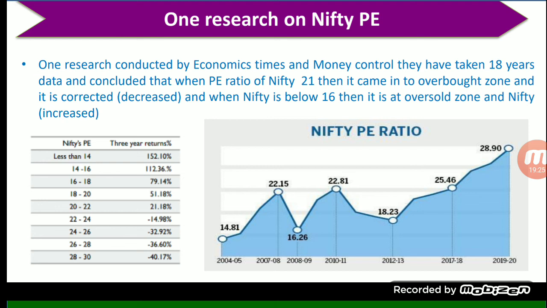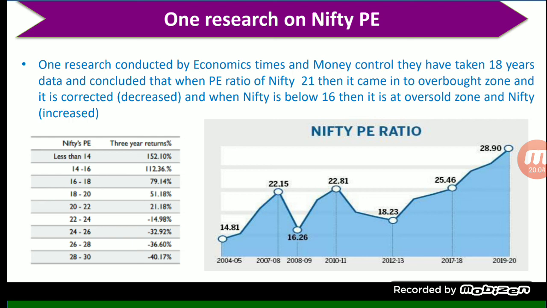We can see this graph is not exactly given by them, but I just found it, and we observed that the Nifty is behaving according to the same research. So you can see in 2004-5 it is 14.81, then it increased to 22.15 in 2007-8, then you will observe that in 2008-9 it came down again.